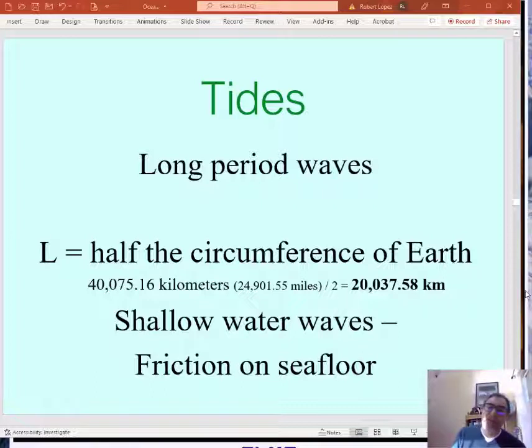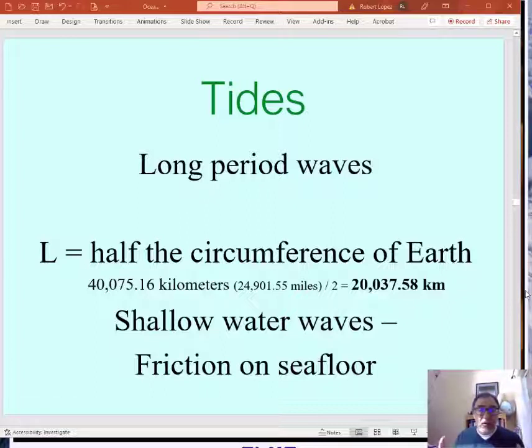The disturbing force for the tides is gravity, and it's really the gravitational attraction between the Earth and the moon, which is stronger than that between the Earth and the sun, because the moon is so much closer. So again, the other big part of tides is that they're shallow water waves.